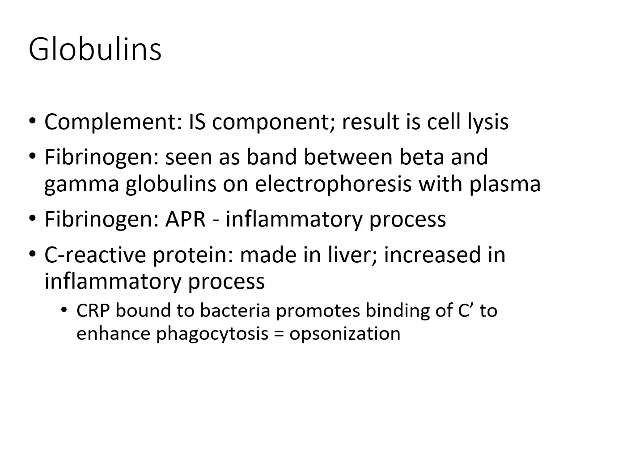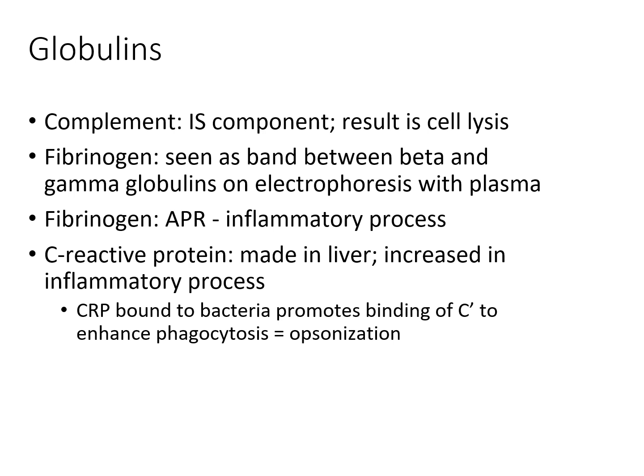Complement, fibrinogen, and C-reactive protein. Complement is part of the immune system. Its activation results in cell lysis, which is the destruction of the target cells. Fibrinogen is seen as a band between beta and gamma globulins on plasma electrophoresis. It is an acute phase reactant, meaning its levels increase during inflammatory processes.